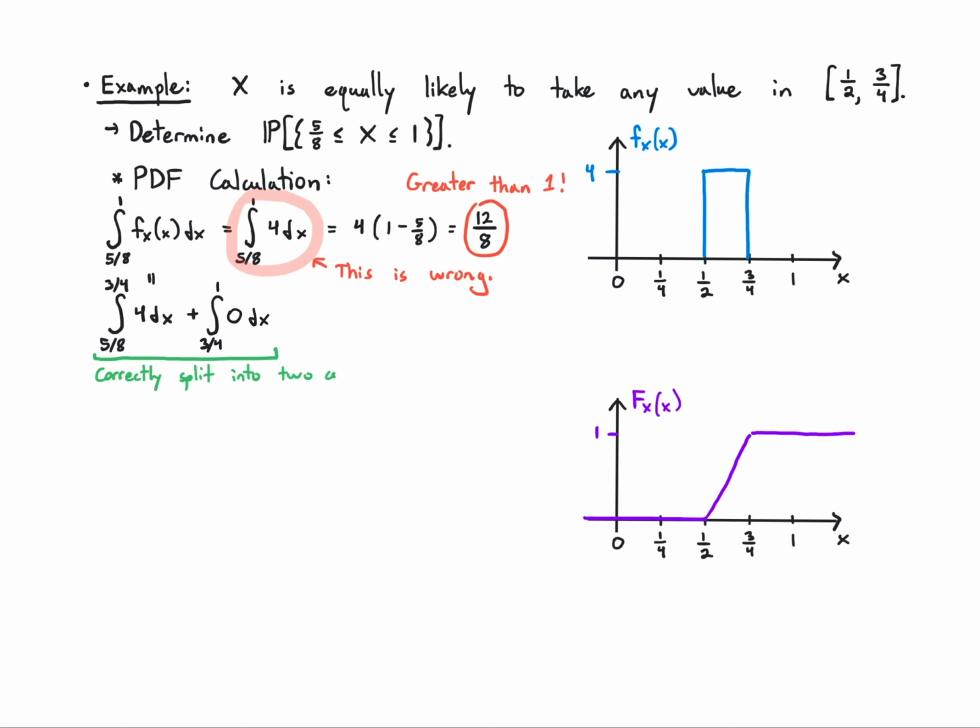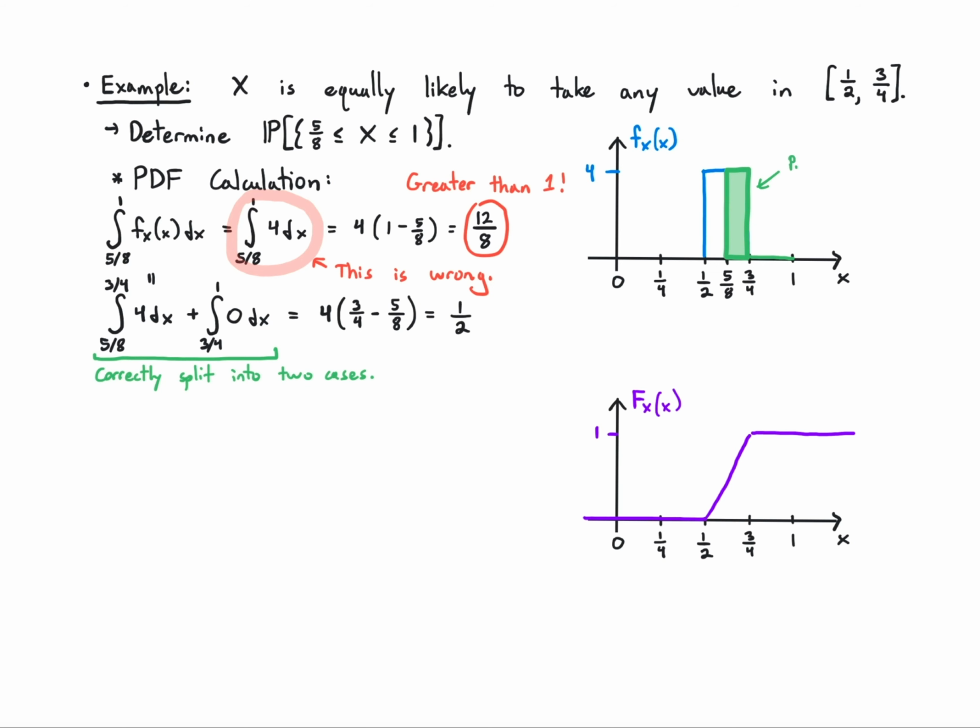And I've correctly split this into two cases, right? If I work this out, it's 4 times 3/4 minus 5/8, and that's going to be a half. So what happened here is I was not careful, and I didn't notice that my PDF actually heads back down to 0 after 3/4. So when I'm calculating the area, I should only have a height of 4 between 5/8 and 3/4. This is one pitfall: when you're using the PDF to calculate probabilities, you do have to pay attention case by case.